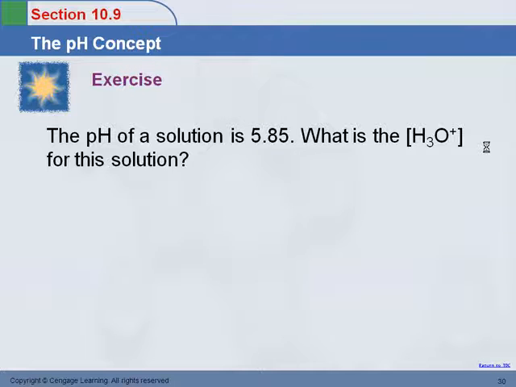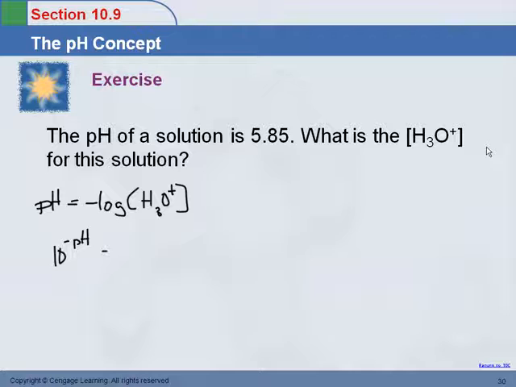Now, this question comes at it from the opposite side. Instead of giving you the hydronium ion concentration and asking you to find the pH, it's giving you the pH and asking you to find the hydronium ion concentration. What's important to recognize here is that the equation, pH equals negative log of the hydronium ion concentration, can be solved for the hydronium ion concentration. If you remember your algebra skills and how to work with logs, you'll know that 10 to the negative pH is equal to the hydronium ion concentration.